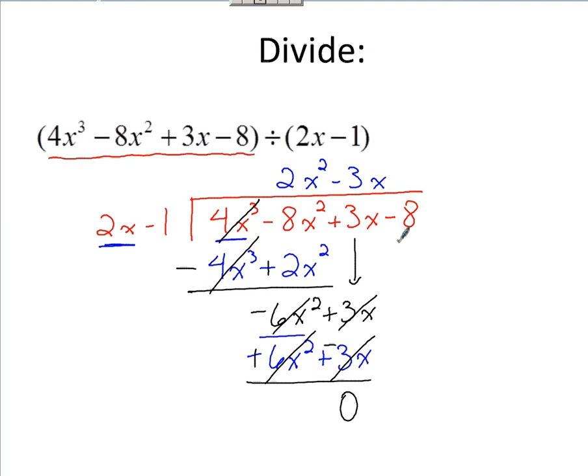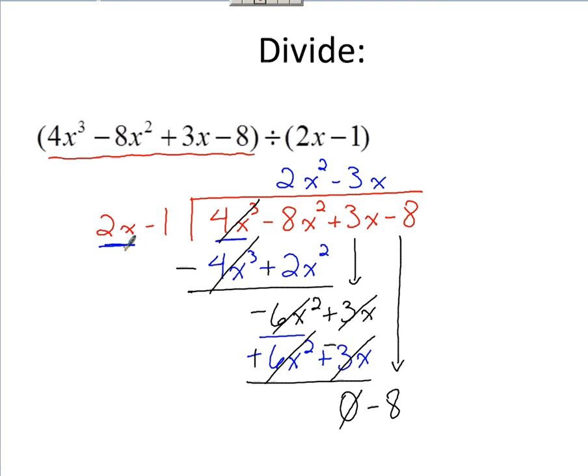But we still got to bring down one more term. So we bring down the negative 8. Now, 0 minus 8 is negative 8, right? So really I don't need that there anymore. If we continue with the same process, you'd be taking negative 8, dividing by 2x, but that doesn't work, does it? So what's negative 8 represent? Is that our remainder? Yeah, negative 8 is going to be our remainder.